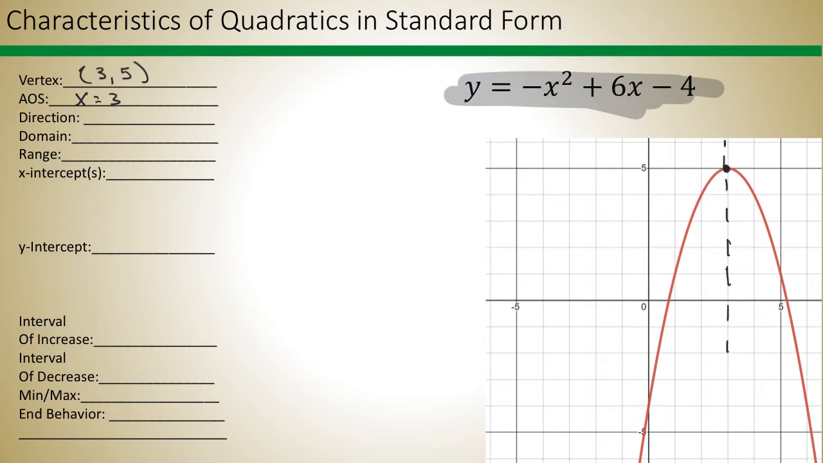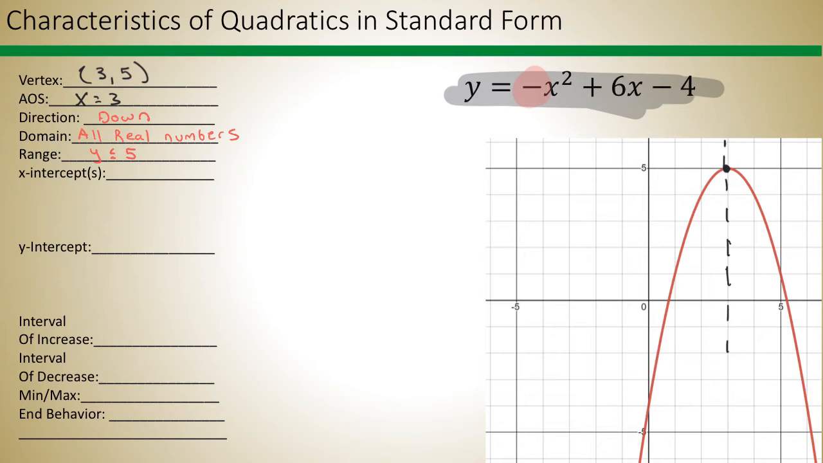Okay, the direction, we can see in the graph that it's going down. Also, we have a negative in front of this thing. That negative is going to cause this thing to open down. Okay, domain is always going to be all real numbers. Our range, the highest y value we have is 5, and it goes down. So we're going to say that y is less than or equal to 5.